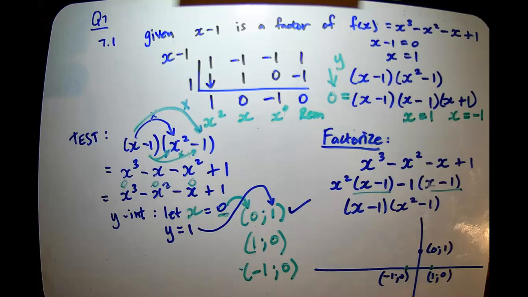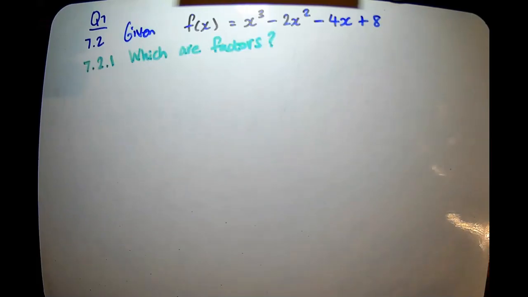Those are our values. Join up the points. That's practically what our graph would look like. 7.2, given f of x equals x cubed minus 2x squared minus 4x plus 8.